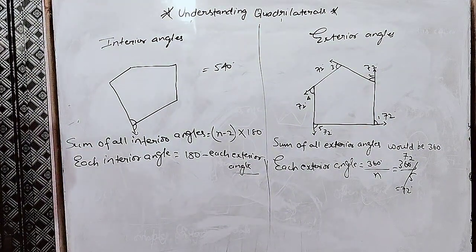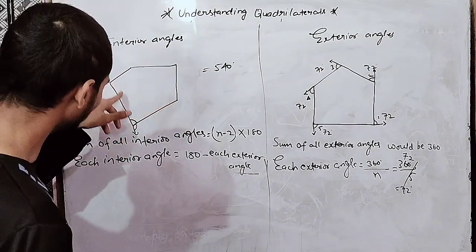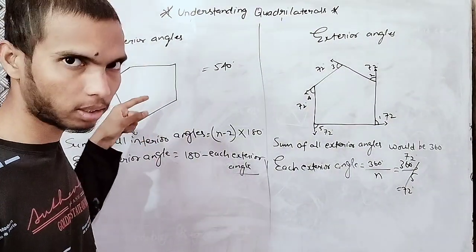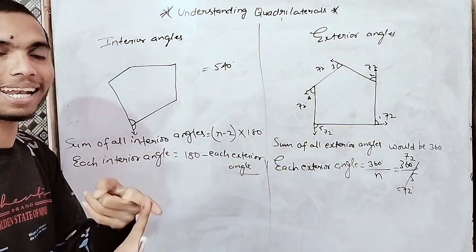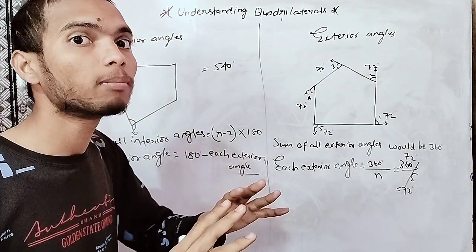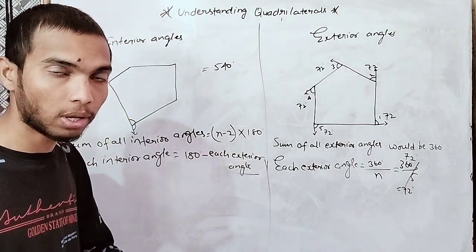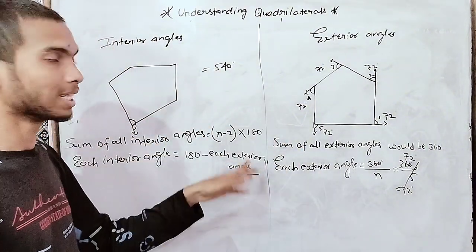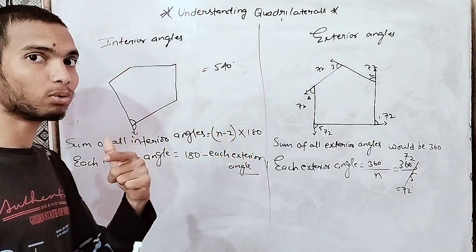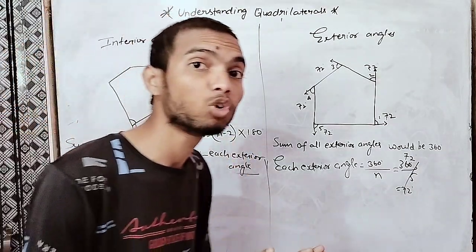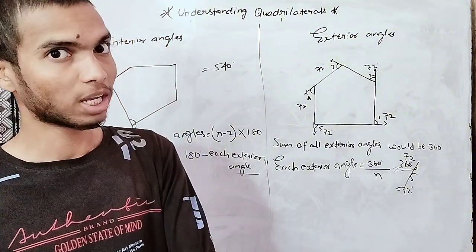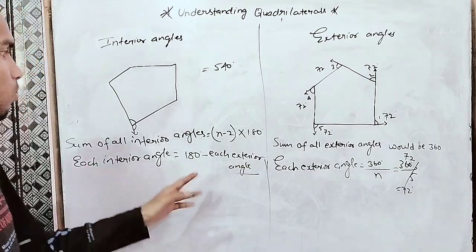So let's understand again. The sum of all interior angles of a polygon is calculated by applying the formula (n minus 2), where n is a natural number, the number of sides of the polygon. We subtract 2 from the polygon's sides, then multiply by 180 degrees. We get the value of all interior angles of a polygon.